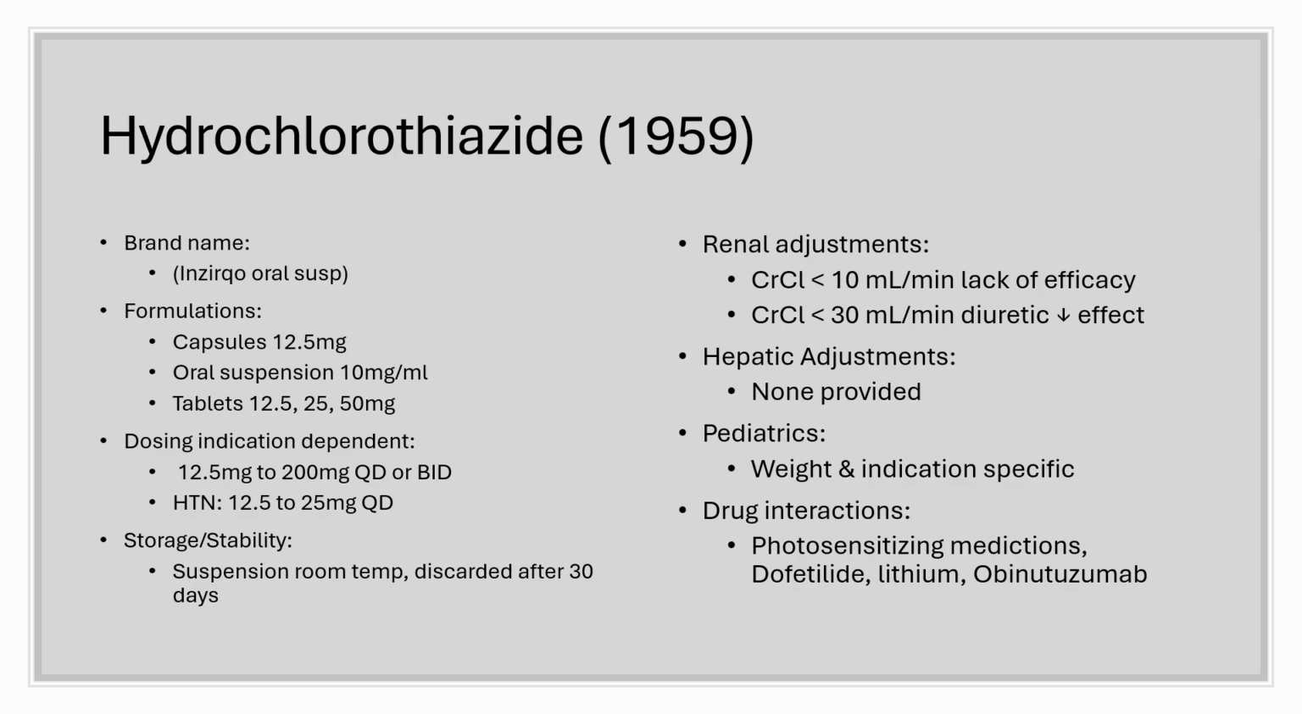Hydrochlorothiazide has been around for a very long time, so the only brand name available is Zircon, which is an oral suspension. Hydrochlorothiazide is available in a capsule, tablet, and oral suspension. The dosing varies depending on the indication, with doses as low as 12.5 milligrams once a day for hypertension. For patients who are being treated for volume overload with hydrochlorothiazide as an adjunct, 200 milligrams total daily dose may be administered.